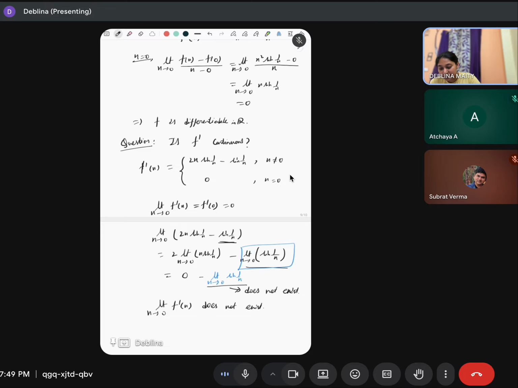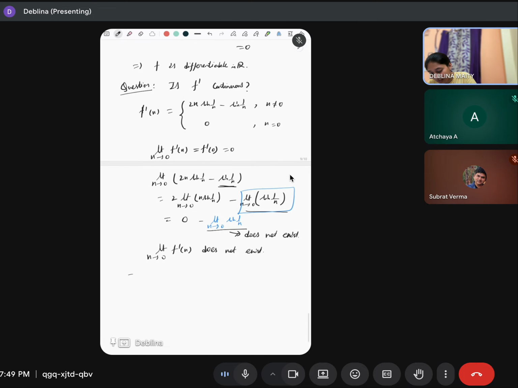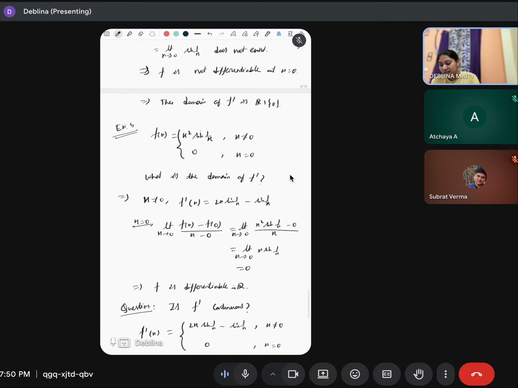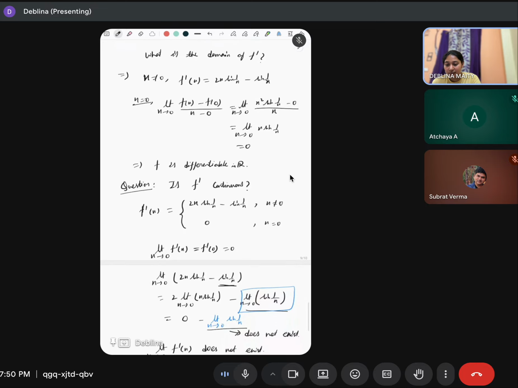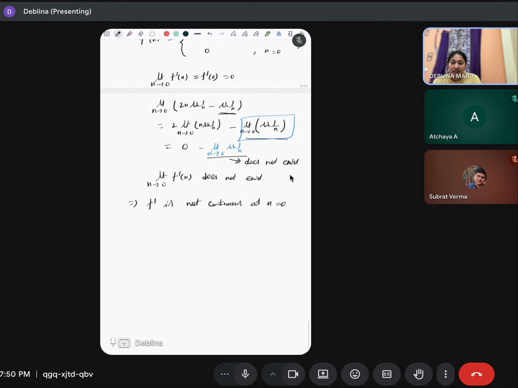So this means f dash is not continuous at x equals to 0. So for this function x square sine 1 by x, f dash exists in the whole of R, but f dash is not continuous in R, right?